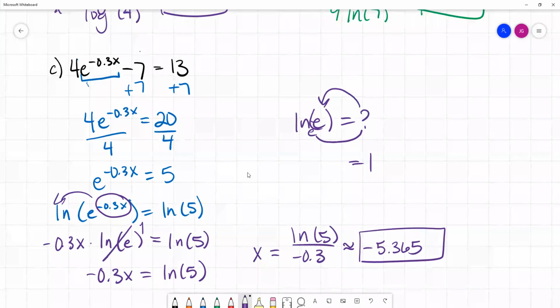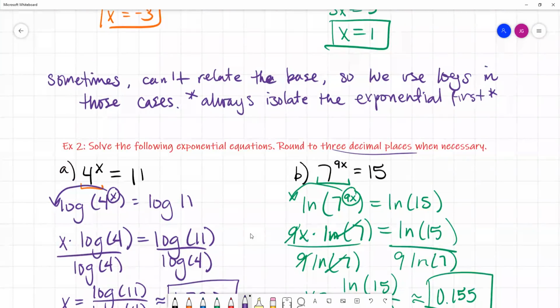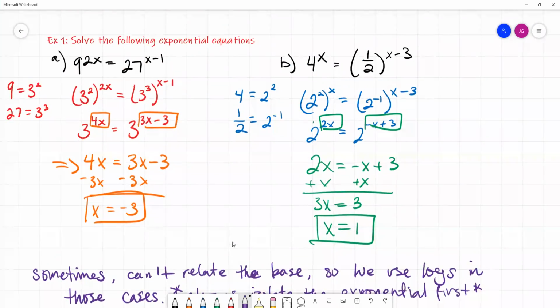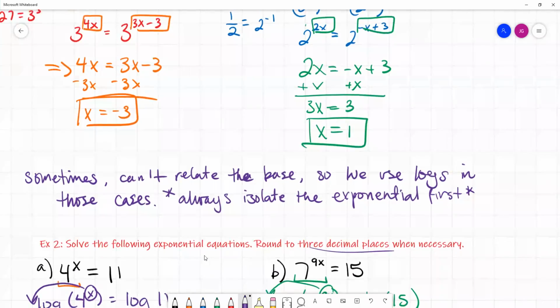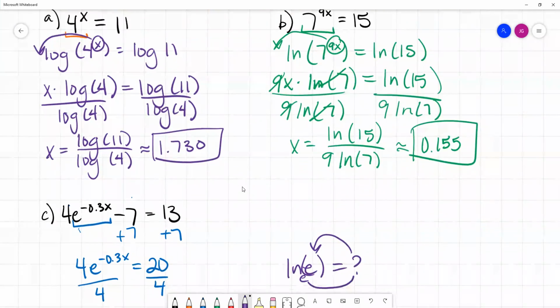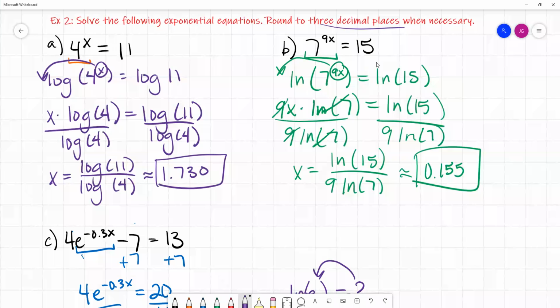Okay, so there you have it. We solved a few different kinds of exponential equations. Ones where we related the base, we did not need any sort of logarithm. And then ones where we did have to use a little bit of logarithms, where the bases cannot be related. And that's kind of what it boils down to. If you can relate the bases, then relate the bases. And if you can't, then you will need to use logarithms.